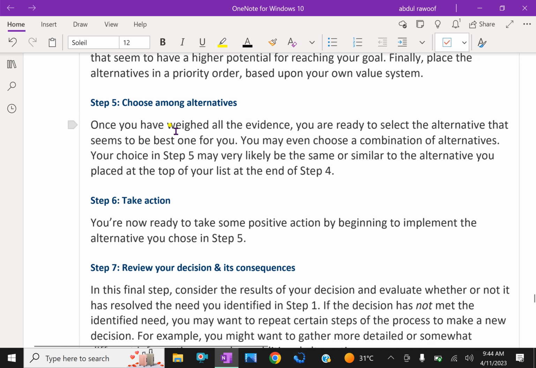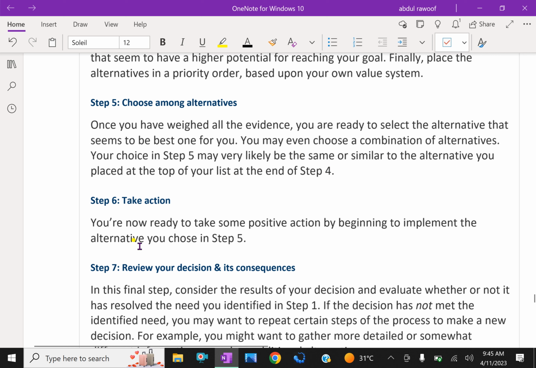Next step, choose among alternatives. Once you have weighed all the evidence, you are ready to select the alternative that seems to be the best one for you. You may even choose a combination of alternatives. Your choice in step 5 will very likely be the same or similar to the alternative you placed at the top of your list at the end of step 4.